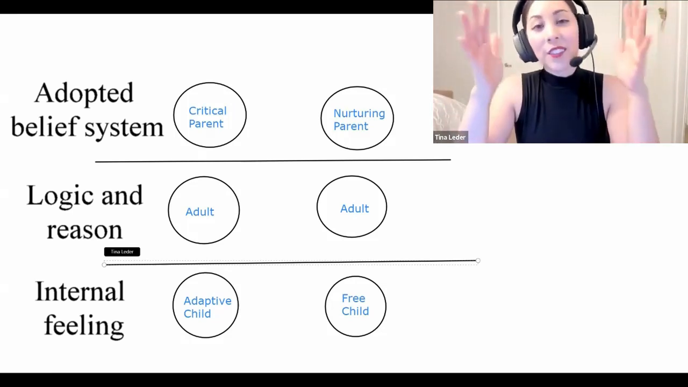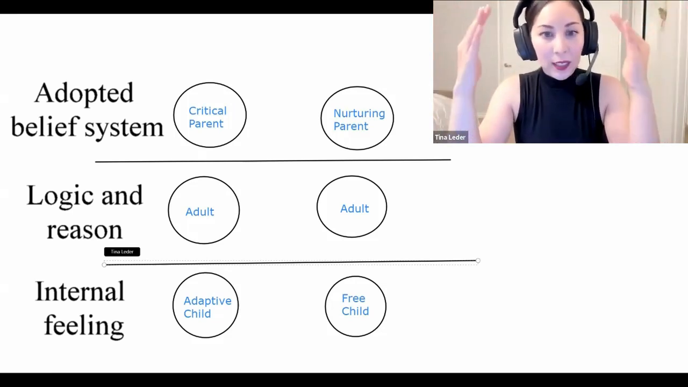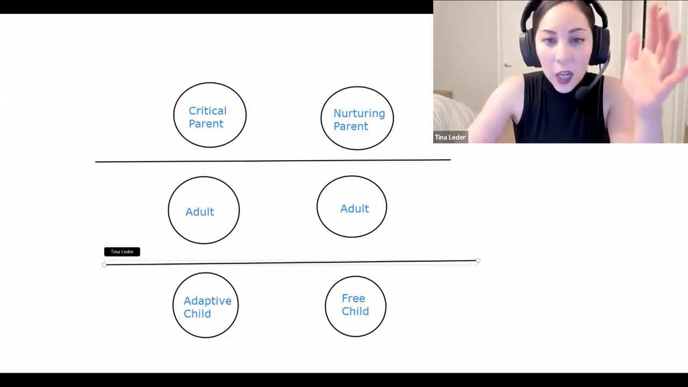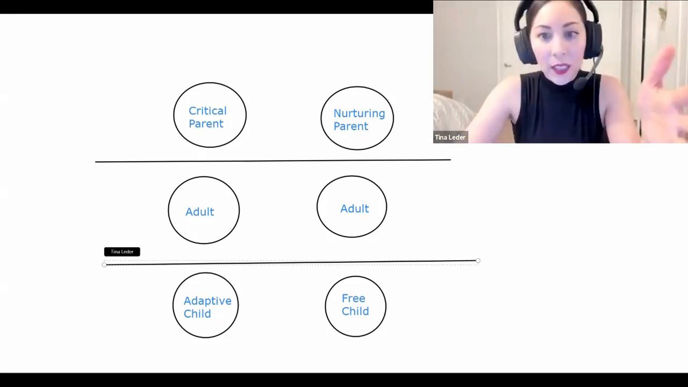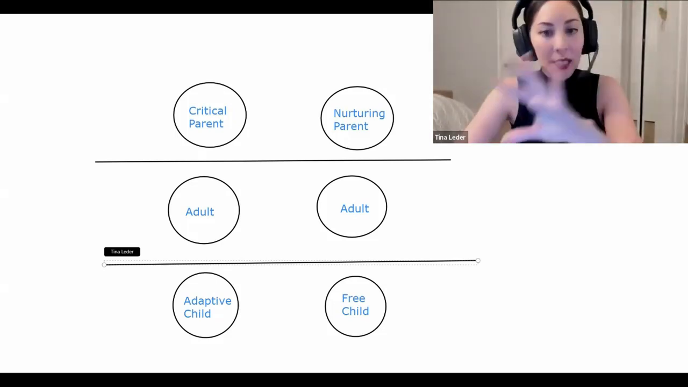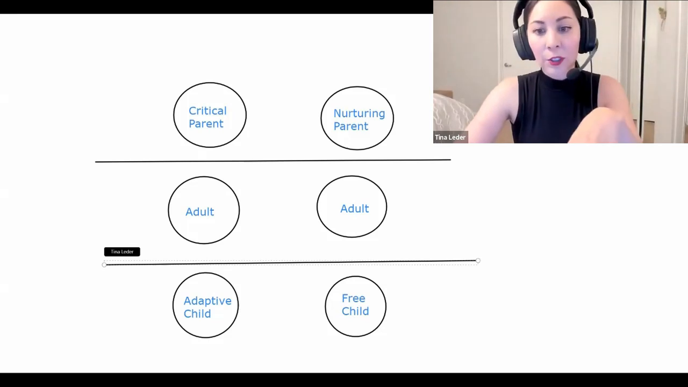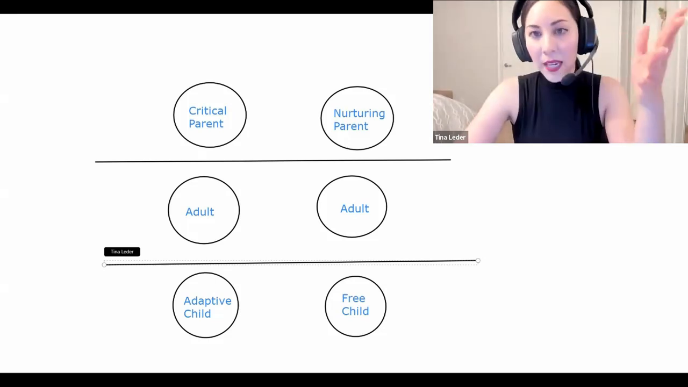All right, so these are the three ego states, simply put: the parent, adult, and child. You can see here that I separated the critical parents, nurturing parents, adult, which is the same thing because the logic and reasoning is the same, and an adaptive child versus the free child. So let me just define each of these really fast.